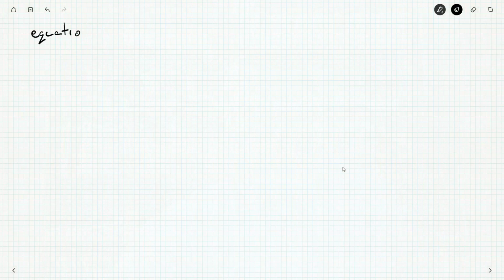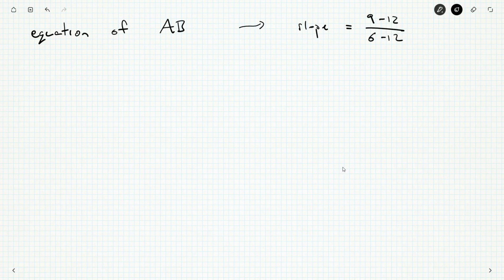So here's me. I'm starting again. I'm just going to do A. So the equation, I'm going to do A, then I'll do B. So the equation of AB, well, I need the slope of AB, and that's rise over run. So that's 9 minus 12, and then 9 minus 6 and 6 minus 12. This is negative 1/2. It's 3 over negative 6.